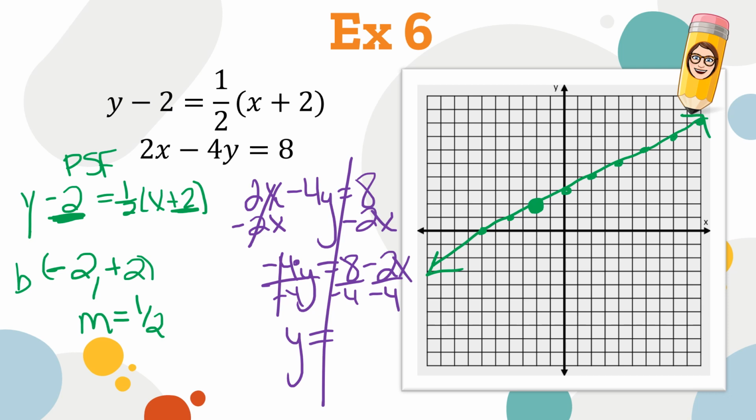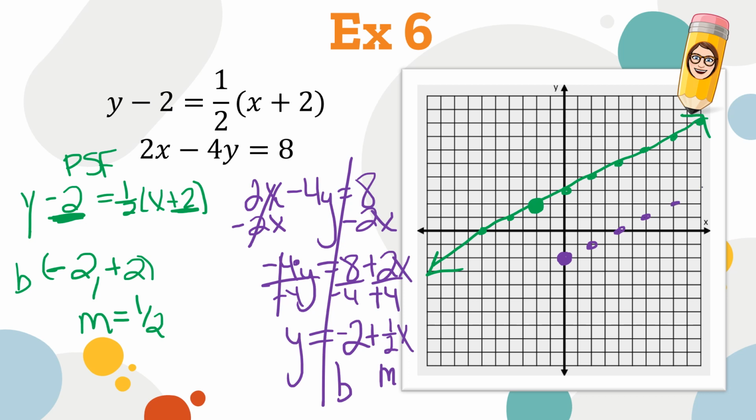Now, positive 8 divided by -4 is -2. A negative by a negative is a positive, and 2/4 reduces down to 1/2. So we are going to begin at -2. -2 is down here. We're going to count our slope, our rise run, as rise 1, run 2.